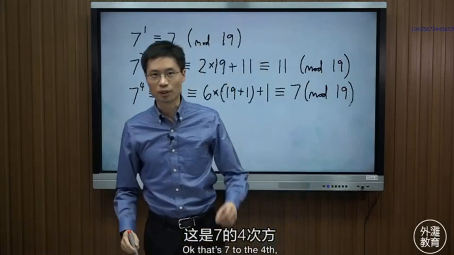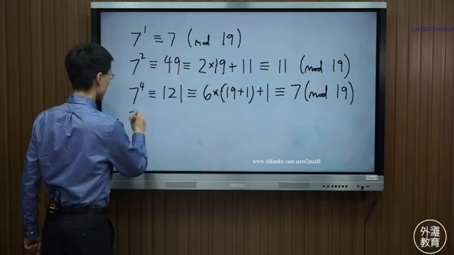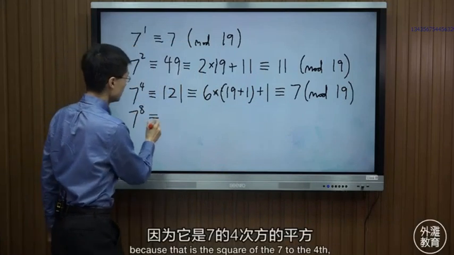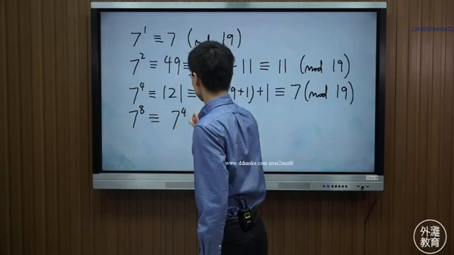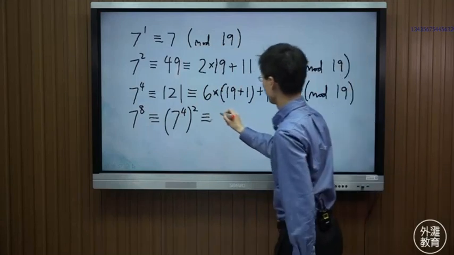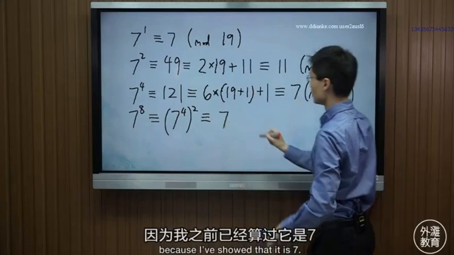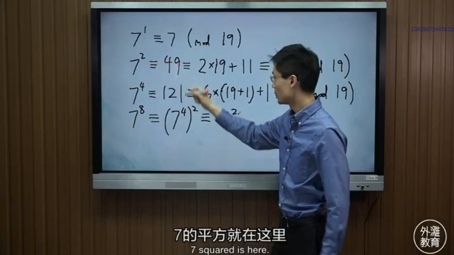Okay, that's 7 to the 4th. If I have 7 to the 4th, I can get you 7 to the 8th, because that is the square of 7 to the 4th. And that is the square of 7, because I've showed that it's 7. Oh, I already did that. 7 squared is up here.